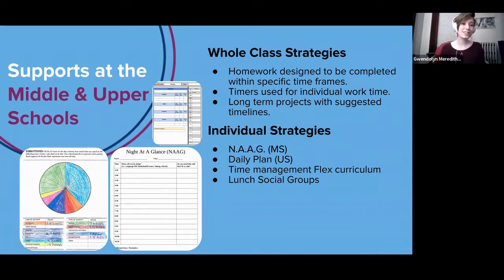But some whole class strategies that we do use is homework that is designed to be completed within specific timeframes and larger projects that have dates specified of when you should be completing each step, timers used for individual work time, just so they can visually see the passage of time, not so much with that actual red countdown, which is super cool that you have in the lower school, but maybe just an actual timer going. And then long-term projects with those suggested timelines as well.